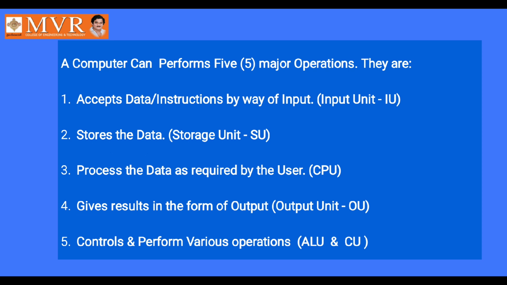The first operation that a computer performs is that it receives data or instructions by way of input. Means whatever data the user gives, or whatever instructions the user feeds, are accepted by the computer. That is the first activity of the computer. So which unit of the computer performs this? That is nothing but the input unit. The input unit is used by the user to feed data into the computer.